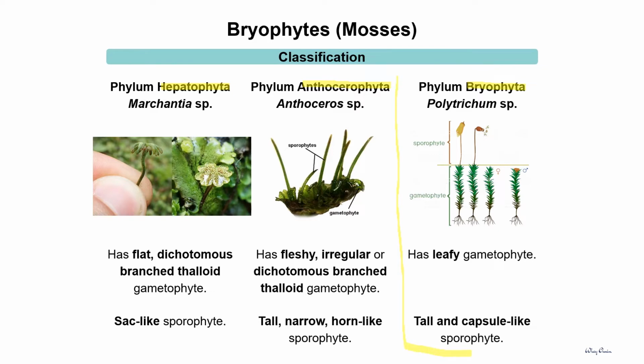Phylum Bryophyta, which has the leafy gametophyte. Maksudnya, struktur gametophyte dia berbentuk daun, and their sporophyte is tall and capsule-like. Ada structure seperti capsule.